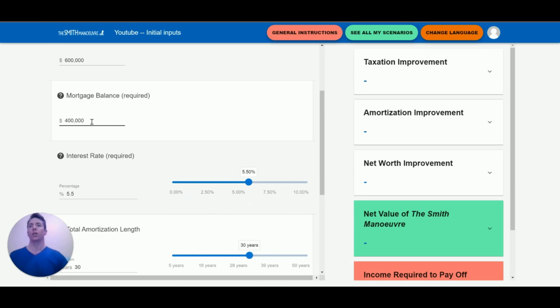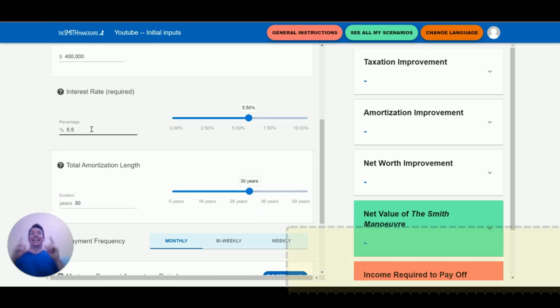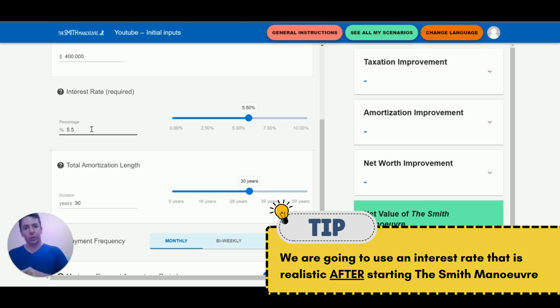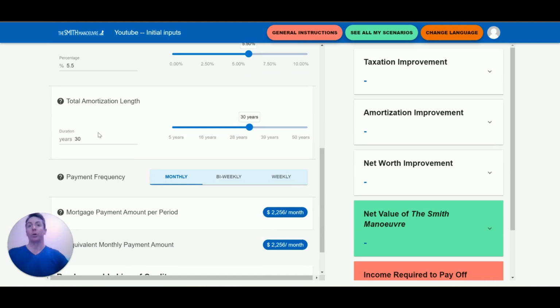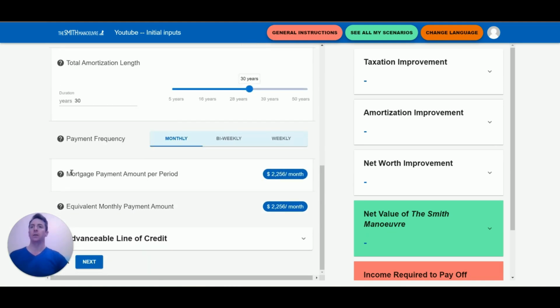Mortgage balance of 400, and we've got an interest rate. Here's the tip. Don't use your current mortgage rate. Use what it will be after you refinance to start the Smith Manoeuvre, so that we're actually looking at numbers that are going to be in the realm of possibility for you. So currently, a readvanceable mortgage, spread over 30 years, is going to be in the range of 5.25, 5.75, depending on your credit rating, all kinds of stuff. So let's go 5.5, make it easy. Total amortization, let's push this bad boy out to 30 just to see what happens. And if we do that, boom, there's your mortgage payment per month. You can change this up if you change it to bi-weekly or weekly, but we'll stick with monthly again just to make it easy for everyone.